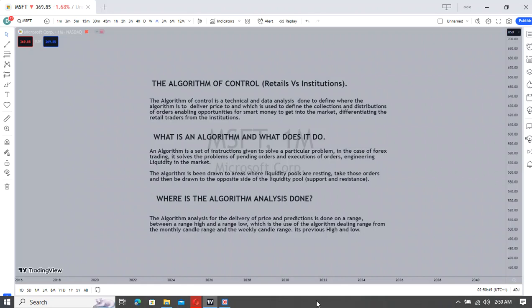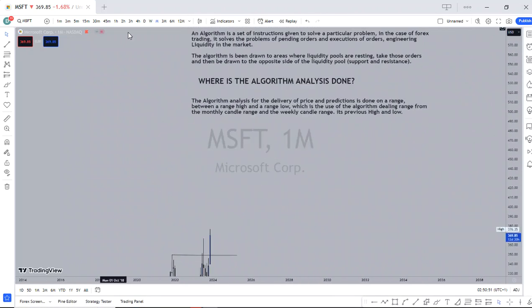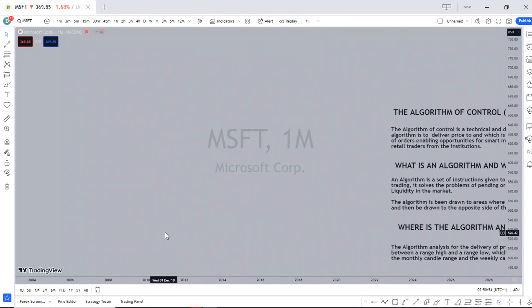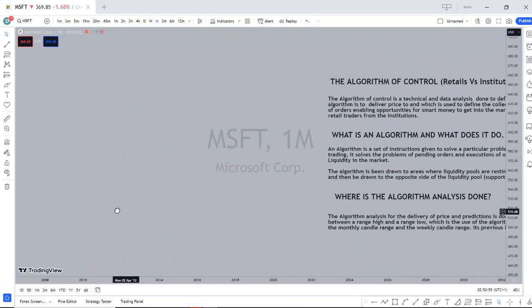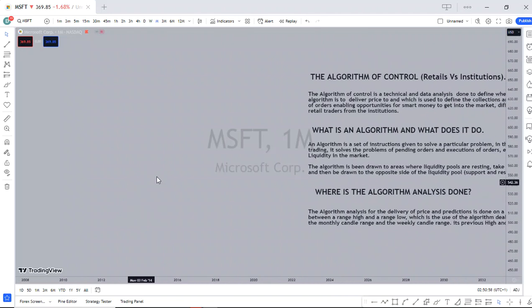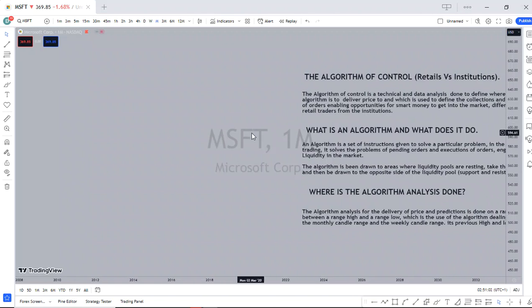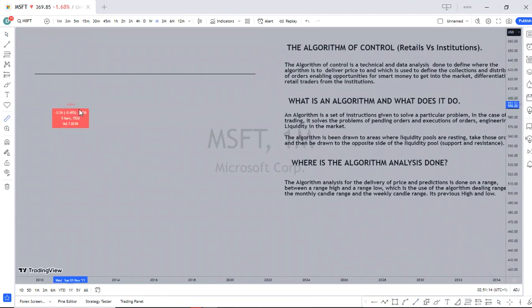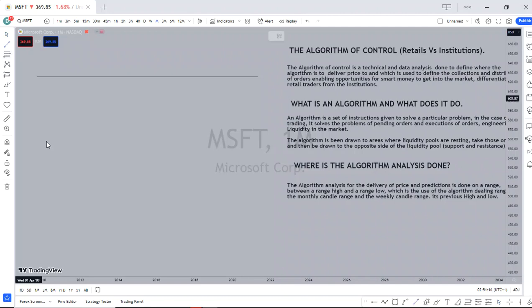Another thing you need to take note of in your chart is understanding what the stop loss is all about. I'm not getting too deep to explain what this algorithm does, but if you can understand what stop loss is all about, then you can tell how the algorithm delivers price and what this algorithm of control is all about.